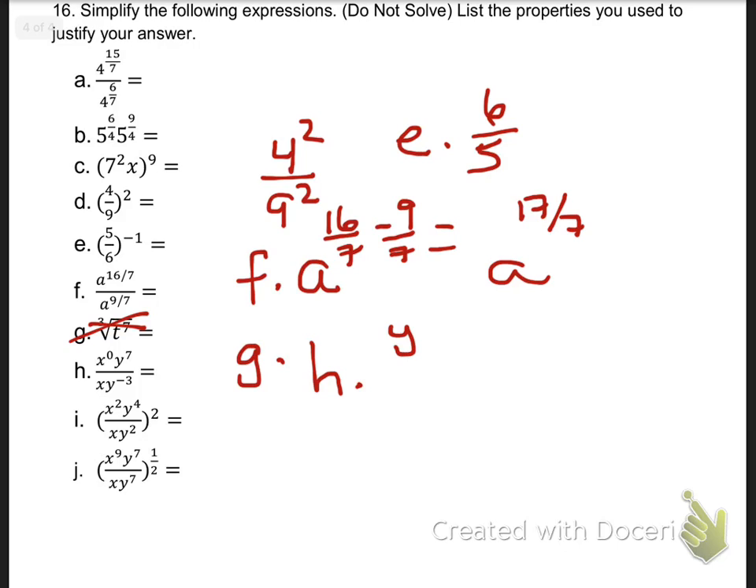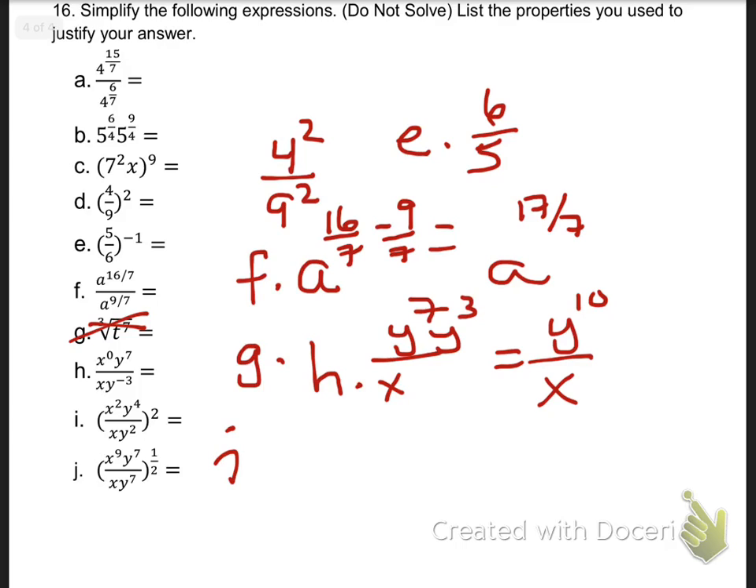So I have y to the 7th over x. Now look at that. Y is not happy. He's to the -3. So I'm going to put him upstairs. And so now I have y to the 10th, because 7 plus 3 is 10, divided by x.